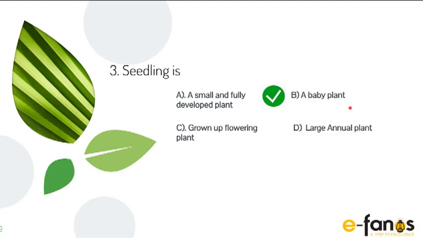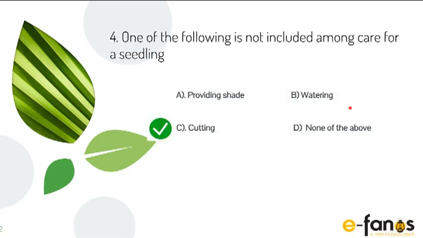Question 4. One of the following is not included among care for a seedling. Is it A, providing shade, B, watering, C, cutting, or D, none of the above? And the correct answer is C, cutting.